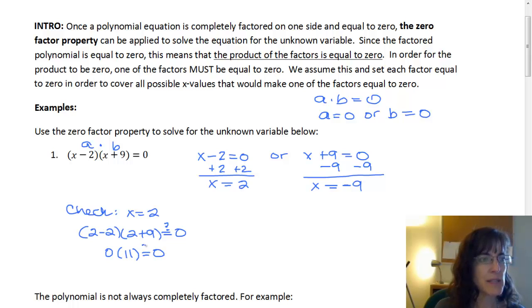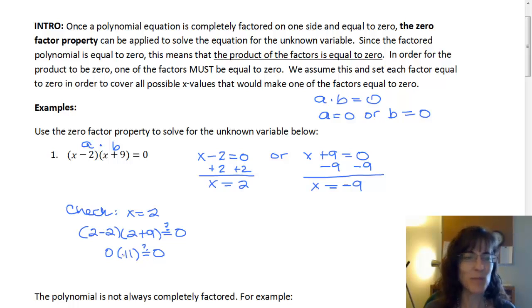And I'm checking to see if it comes to 0. 0 times anything will give me a 0 on the left, and then I have a 0 on the right. That's a true statement. So what happened was when I used 2 for my x and plugged it in both places where I saw the x, I came out with a true statement. So that means 2 is one of my solutions.